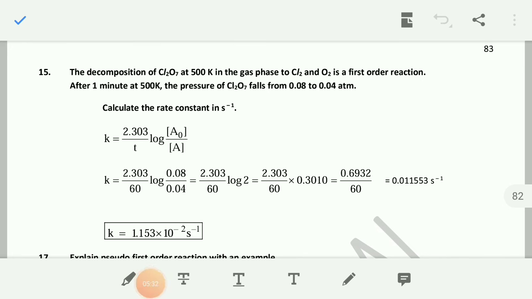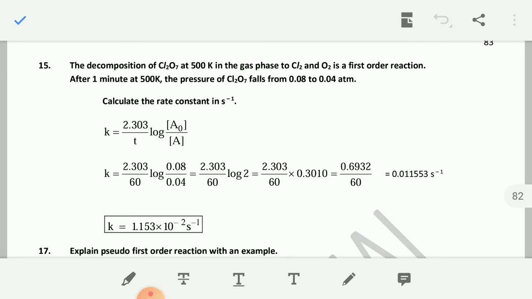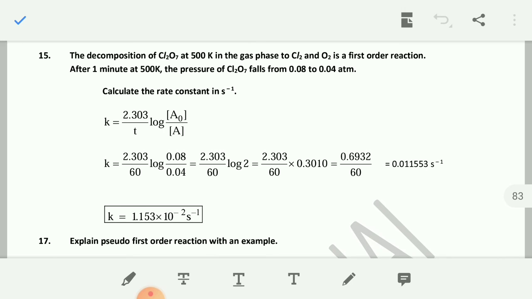The next one, the 15th one: the decomposition of Cl2O7 at 500 Kelvin in the gas phase to chlorine and oxygen is a first order reaction. After 1 minute at 500 Kelvin, the pressure of Cl2O7 falls from 0.08 to 0.04 atmosphere. Calculate the rate constant. The formula is k = (2.303/t) log (A0/A). Okay, so this is a first order equation.